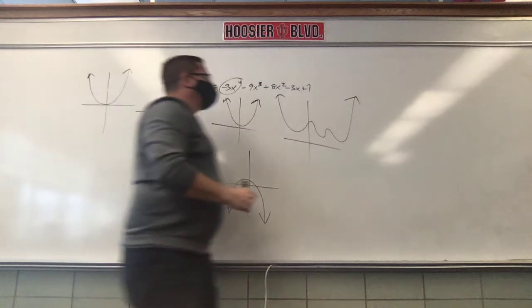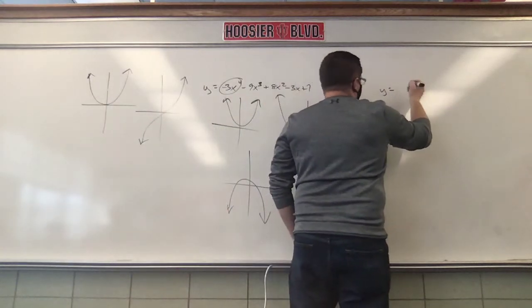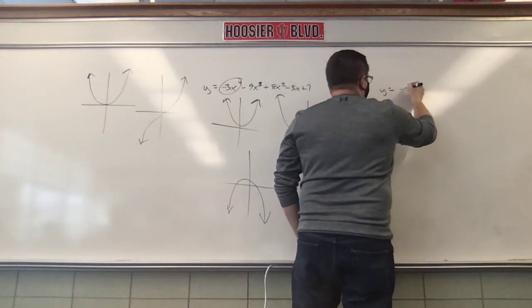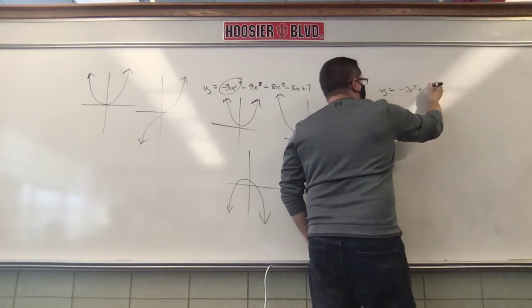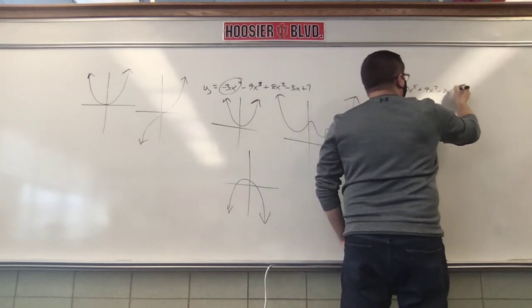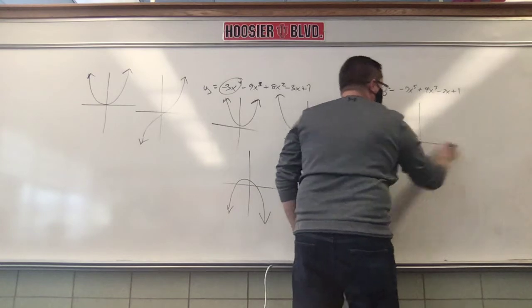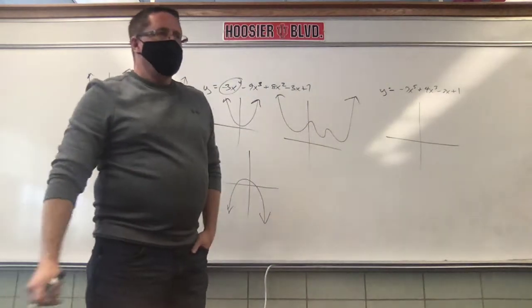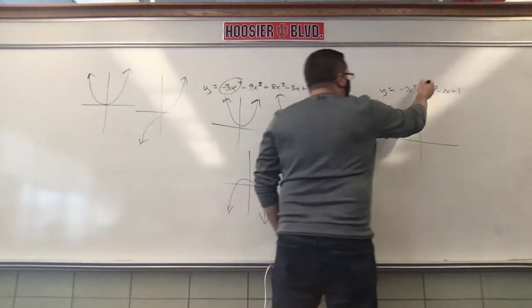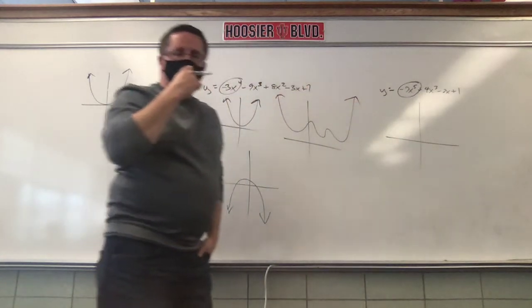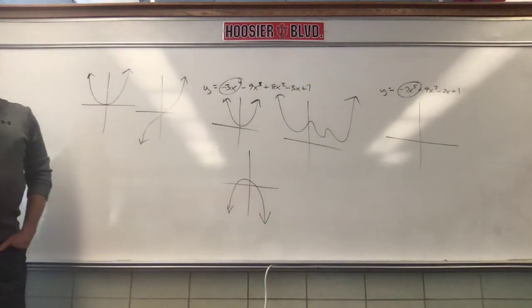Now, if it was something like negative 7x to the fifth plus 4x to the third minus 2x plus 1, would that also look like a parabola? No. You look at just the first term. Again, do the other terms impact the function? Sure, but not as much.